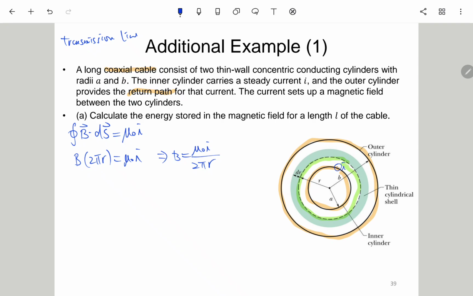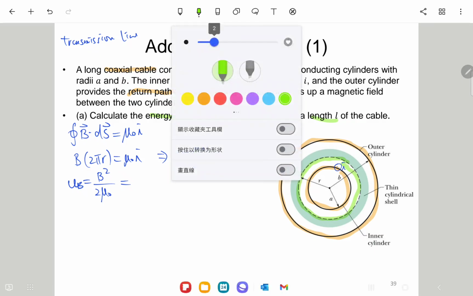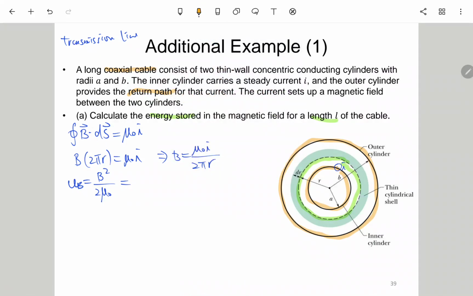Okay, so actually we need to derive the energy stored in the field for a length L. Okay, so in chapter 29 we also have a u_B. This is a small u_B. Okay, small u_B equals B squared over 2 mu naught. Okay, so this is the energy density stored in the B field. So we can plug this one to here.